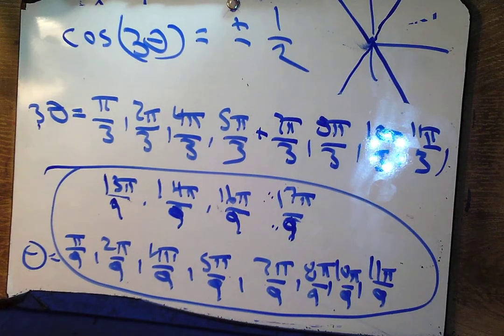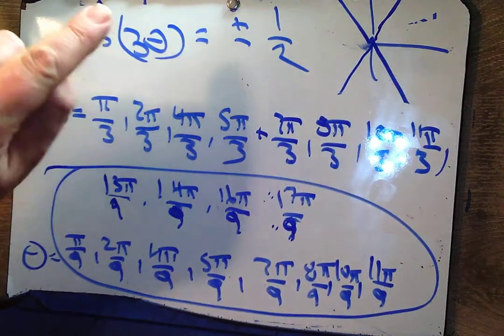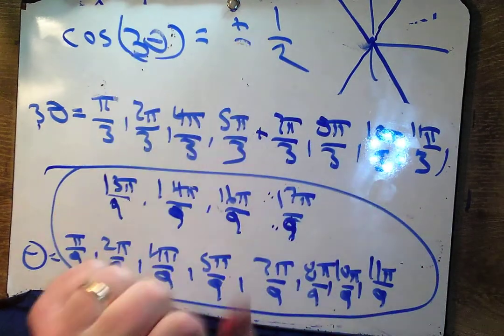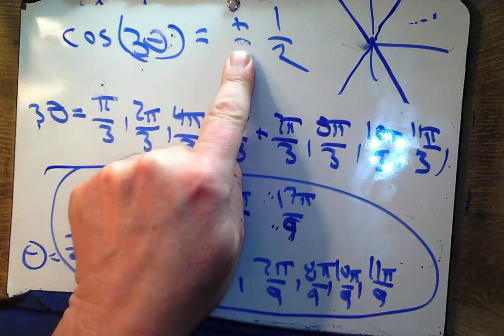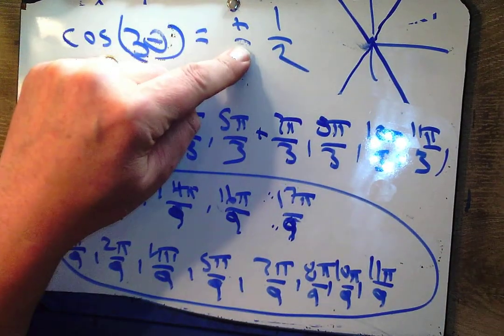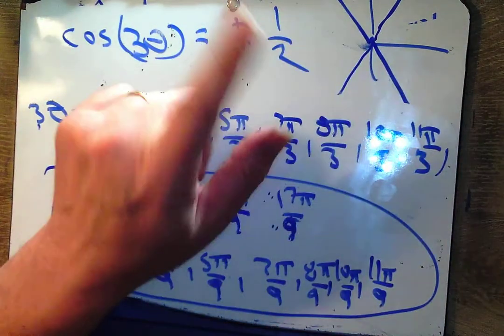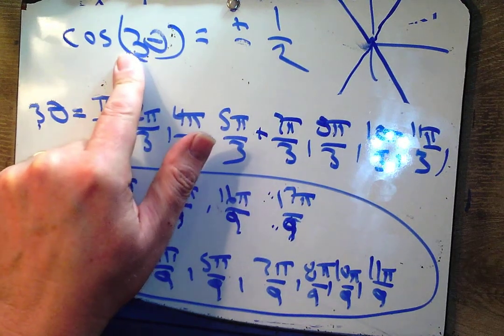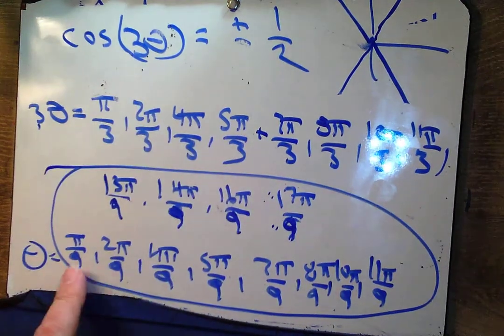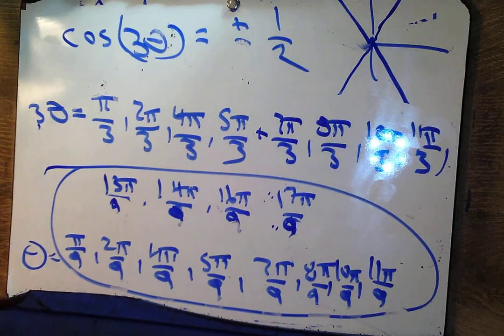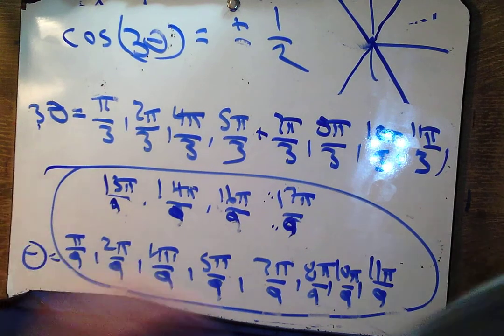Well, let's think about why there are so many. This cosine is positive twice. Cosine is negative twice. So the positive is giving me 2 solutions. The negative is giving me 2 solutions. So I get a total of 4 solutions with once around. But I'm going 3 times around, so I should have 12 solutions. 1, 2, 3, 4, 5, 6, 7, 8, 9, 10, 11, 12. Ta-da! Okay?